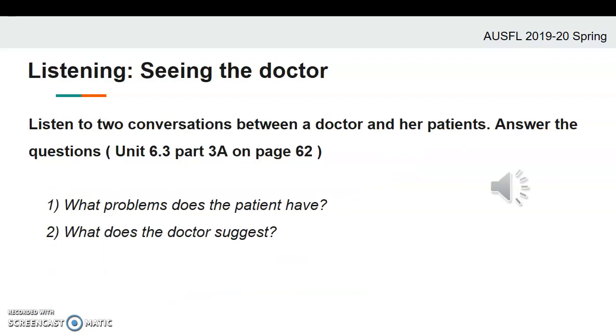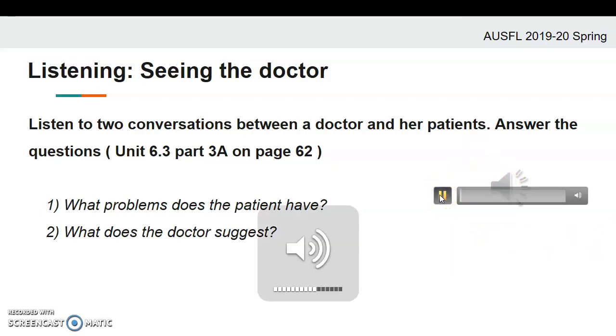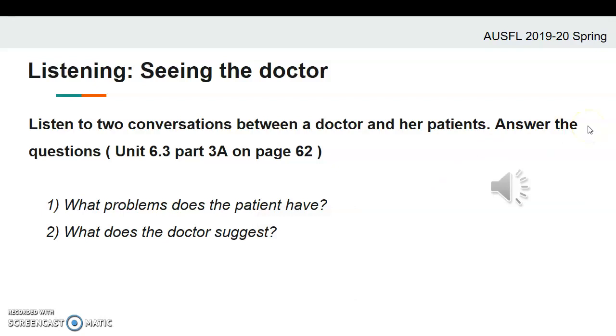Okay, listening part. We're going to listen to 2 conversations between a doctor and her patients. Answer the questions, please. First question is that, what problems does the patient have? And second question, what does the doctor suggest? Unit 6. Recording 6. Conversation 1.